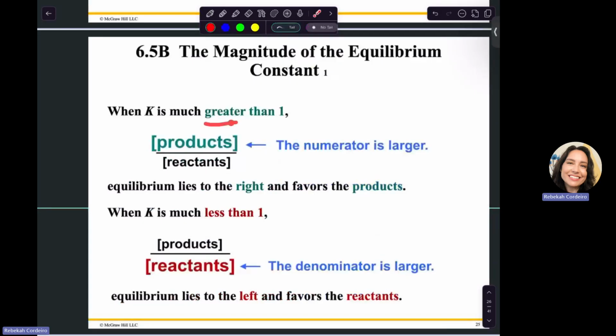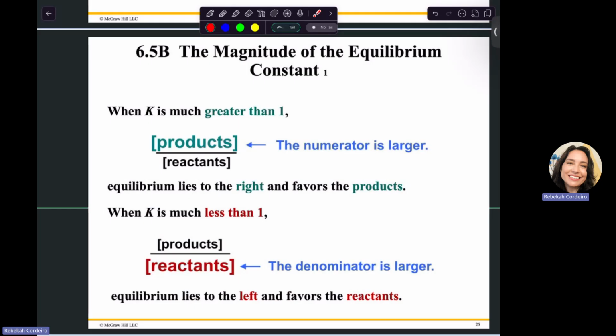When K is greater than 1, think about fractions. If we have like 3/2, that would be greater than 1, right? So products are more than reactants. That means whatever our products are, there's more of that at equilibrium. If your K is less than 1, think about 1/3, right? So it'll be a fraction less than 1. If your bottom number is bigger, then your reactants are going to be in higher amounts.